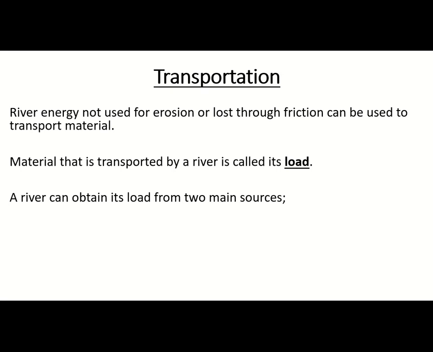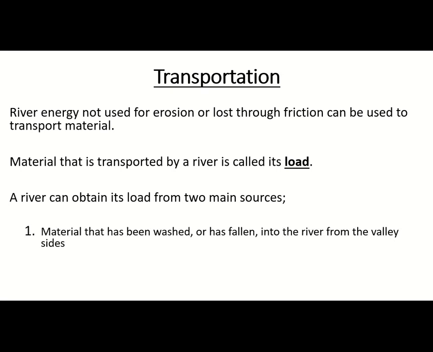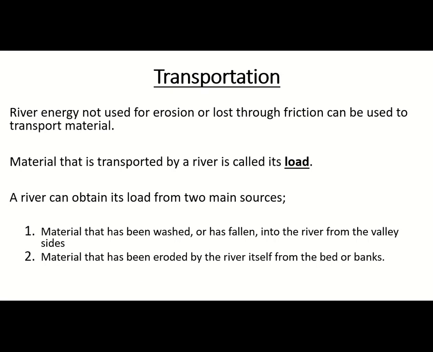So where it gets its load from makes sense, really. Any material that's been washed into the river or has fallen into the river from the valley sides, and that can be from things like mass movement events or a storm event, or weathering, or material that the river has managed to pick up itself from the riverbed and banks. So it's either already in the river and the river drags it away, or it's fallen into the river from the valley sides. Okay, that's where the load comes from.